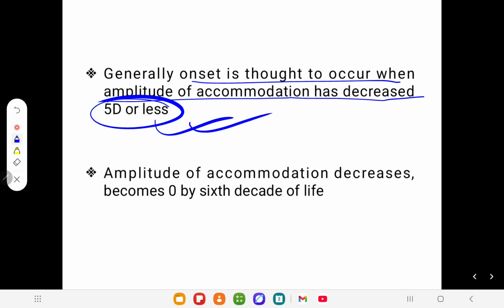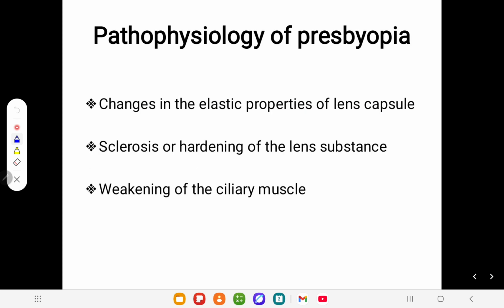I have told you this. If a person has 5 diopters or less of accommodation, then presbyopia begins, and it generally happens around the age of 40. The amplitude of accommodation becomes zero in the sixth decade, and that's a rough idea. We have already discussed accommodation. You can watch this video.